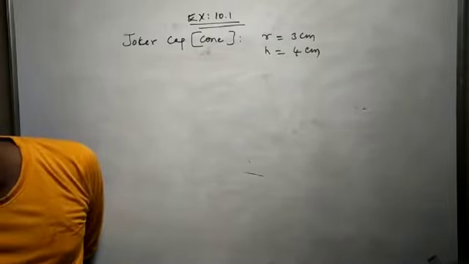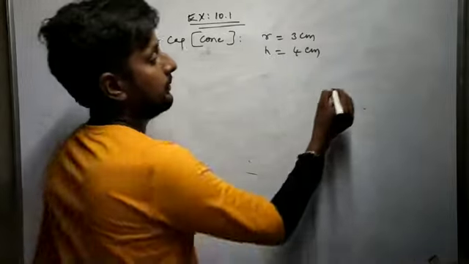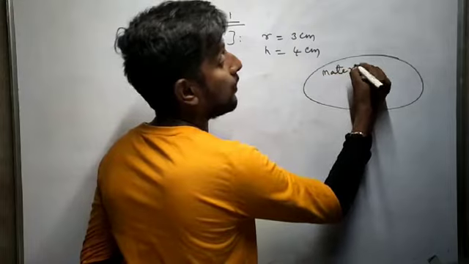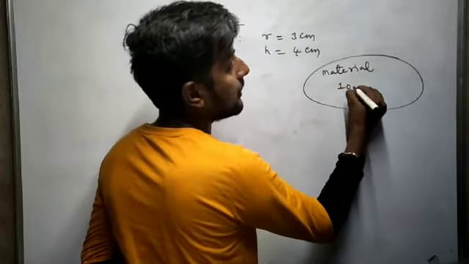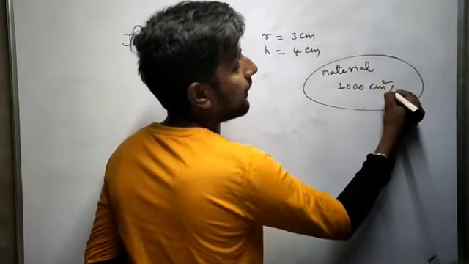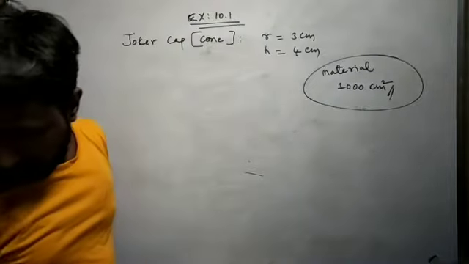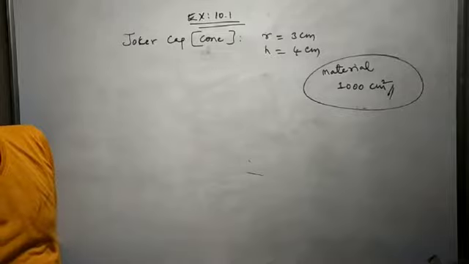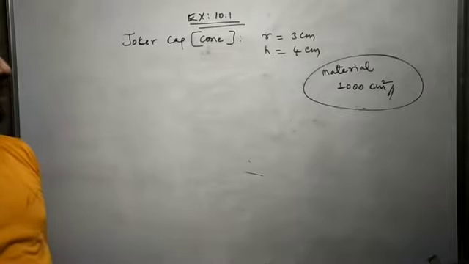If the available paper sheet material, we have a material also now. The material is 1000 centimeters square. We had a material with us. Now tell me how many caps can be manufactured from the paper material, whatever material we had.